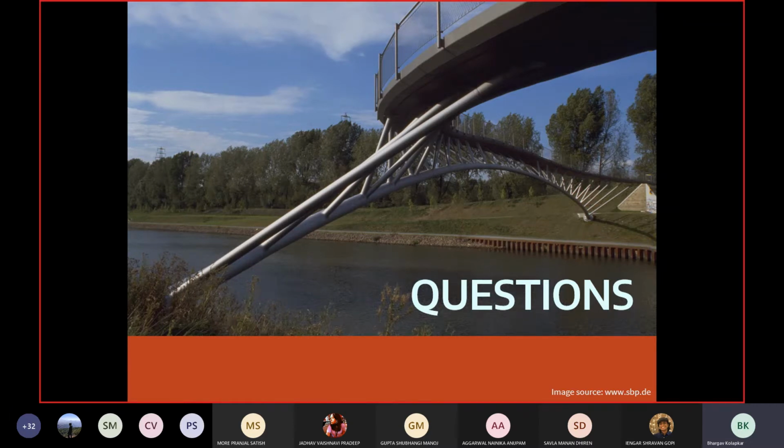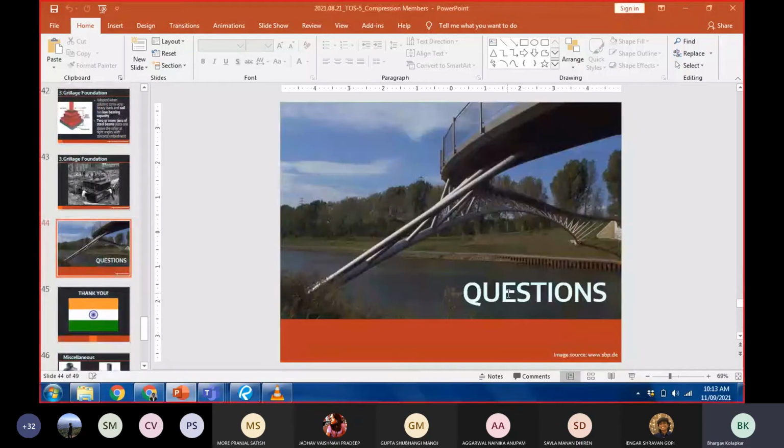Okay. So we'll just take a small break because there's been a lot of information that has been shared for the last hour. So I just want you to sit back and relax for a couple of minutes, and then we'll solve a simple design problem, and then we'll wrap up compression members. So we'll take a small break of 3-4 minutes. If you have any questions, I'm here. Else we can resume with the numerical.